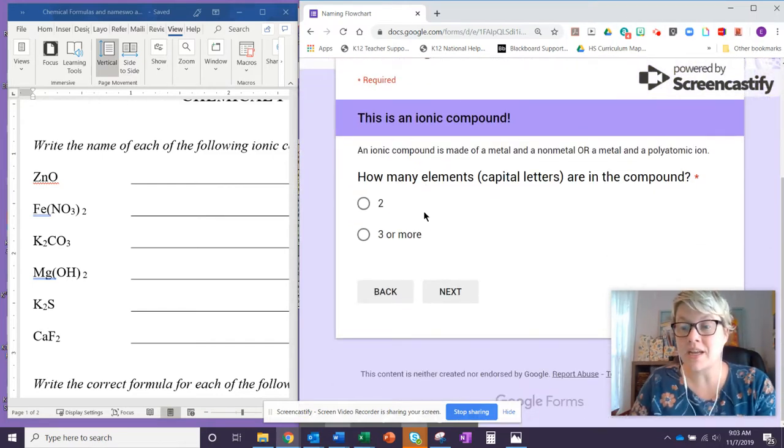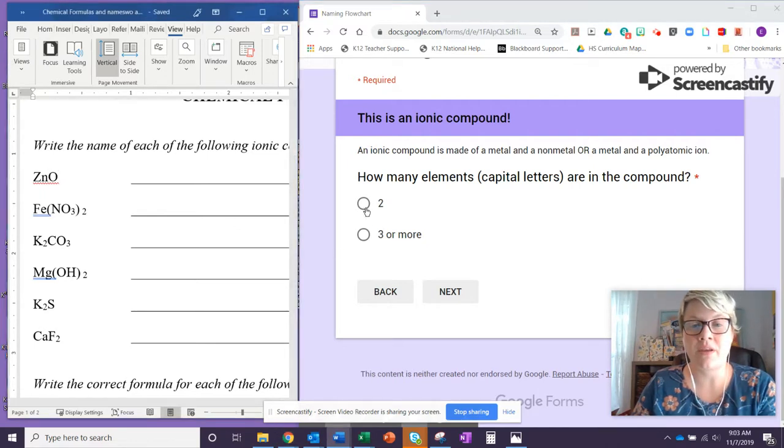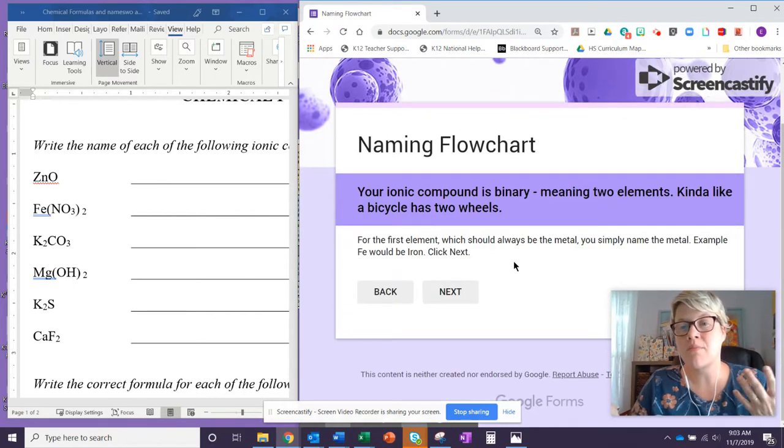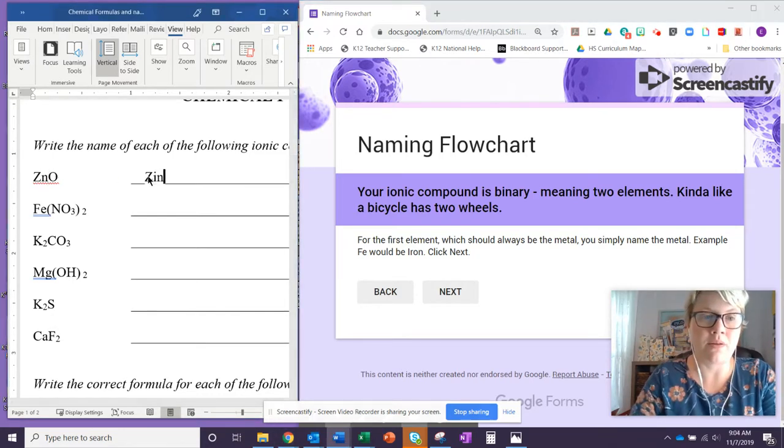It tells you that this is an ionic compound. How exciting. Okay, and now it asks how many elements, and each capital letter denotes an element. So we count how many capital letters are in there. There's 1, 2 that we see. Okay, so 2. All right. Our ionic compound is binary, and that means 2 elements, kind of like a bicycle has 2 wheels. For the first element, which should always be the metal, you simply name the metal. Zinc is the metal, so we could write zinc.